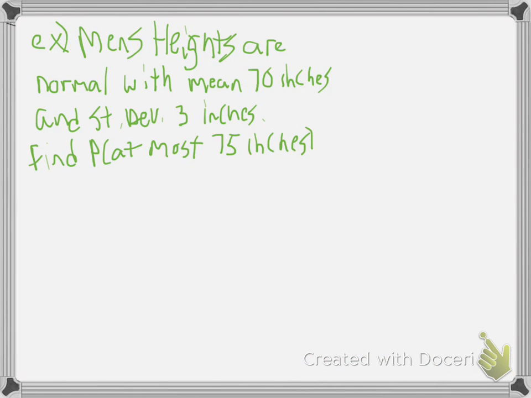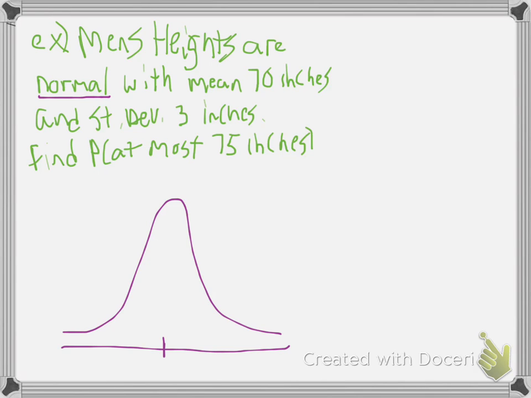Okay, so now we're on to an example with men's heights. Men's heights are normally distributed with a mean of 70 inches and a standard deviation of 3 inches. Find the probability that if we randomly select somebody, they're at most 75 inches tall. So remember, normal tells us that we can draw the bell curve and put the mean in the middle. A mean of 70 inches. And then the standard deviation is 3 inches. Let's jot that down. Mean 70, standard deviation 3, because remember, we're going to use this for our z-score formula.